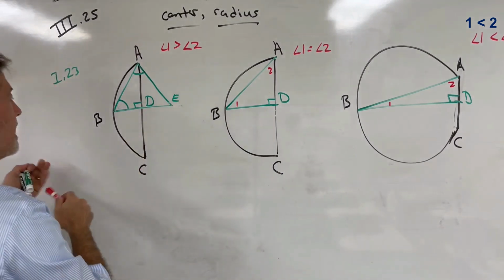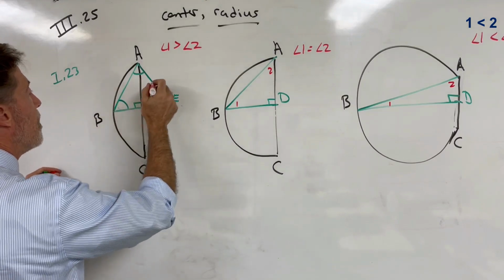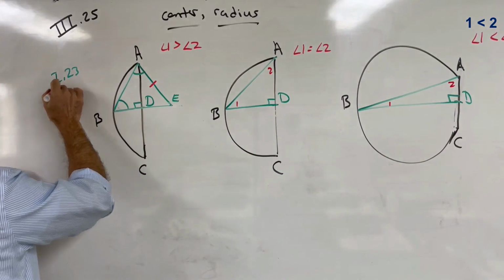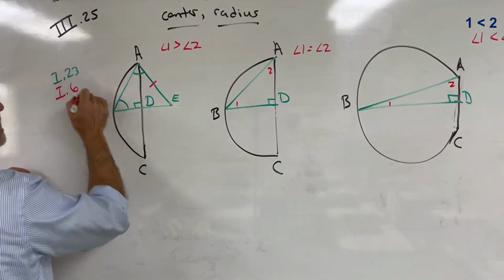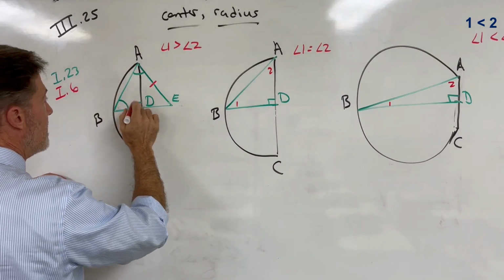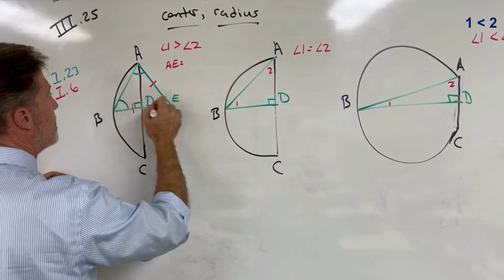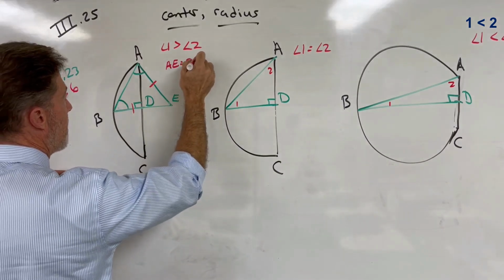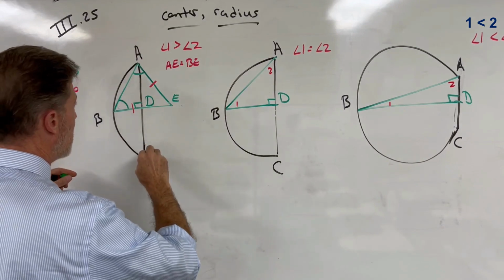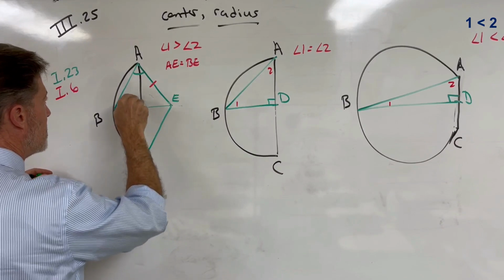Now let's look at this triangle. We have two angles that are equal, therefore we know it's an isosceles triangle, and we know from Book 1, 6, that if the base angles of a triangle are equal, then the legs are going to be equal. So AE is equal to BE. Now let's complete this circle here. I'm just going to move this over here just for a second.